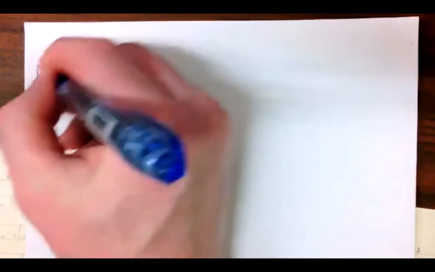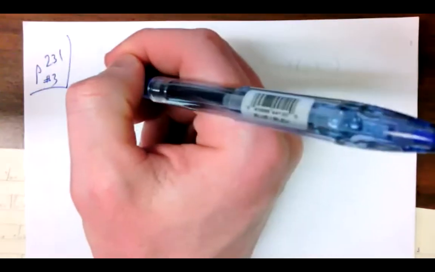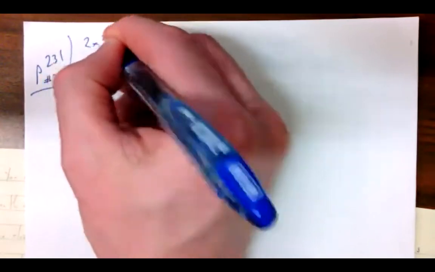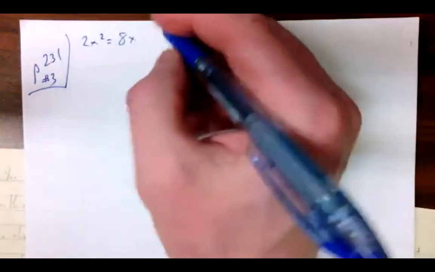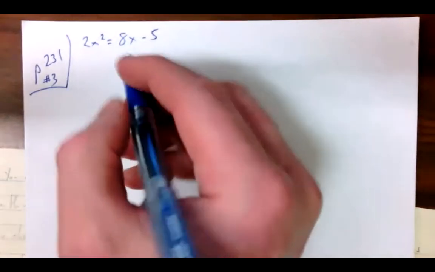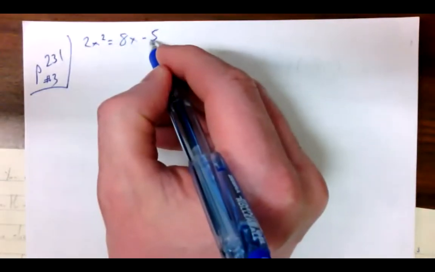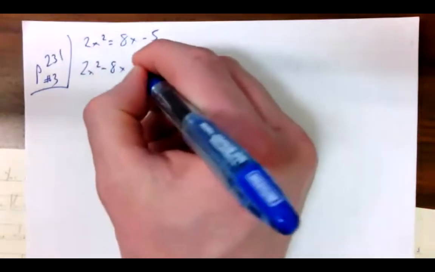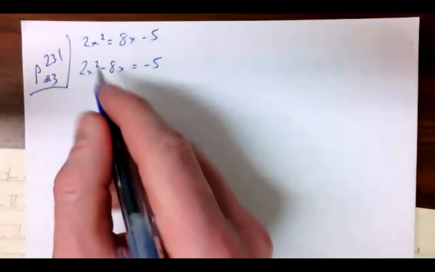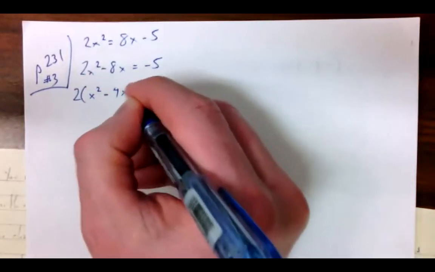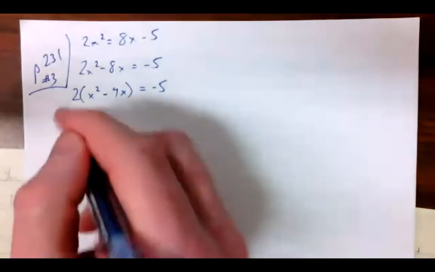Page 231, number 3 says 2x squared equals 8x minus 5. Solve the following quadratic equations by completing the square. All right, so we got to complete the square here. So I'm just going to bring the 8x over. I'm going to leave the -5. So it's 2x squared minus 8x equals -5. Factor 2 out. 2 times x squared minus 4x equals -5.